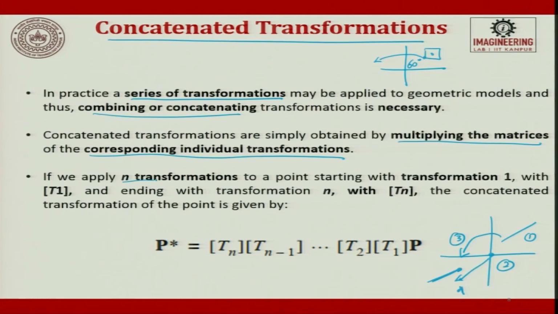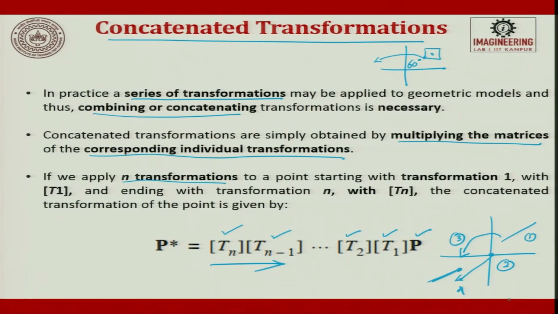If we apply n transformations to a point, starting with transformation 1 with T1 and ending with Tn, the concatenated transformation of the point is given by Tn, Tn minus 1, and going on till T2, whatever it is, and then finally you multiply it with the point. So, it is done in reverse order. Last one becomes the first step, then the previous, then the previous, then the previous. So, that is what is told here.